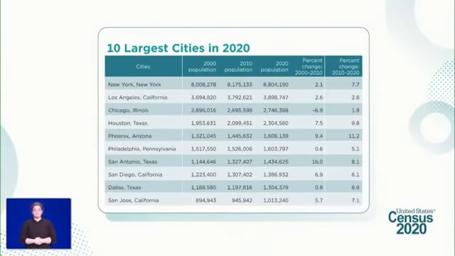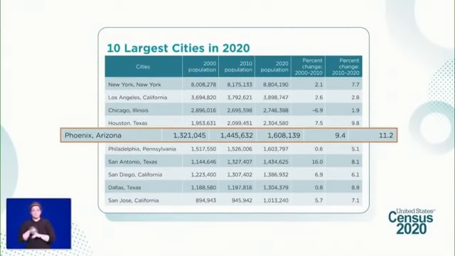Finally, let's look briefly at some 2020 census results for cities. This table shows the 10 largest cities in 2020 and their populations and population change for the past 2 decades. The 10 largest cities all grew this past decade, and 8 of the 10 grew at a faster rate this decade compared to the last. The fastest growing of these large cities was Phoenix, whose population increased by 11.2% this decade.